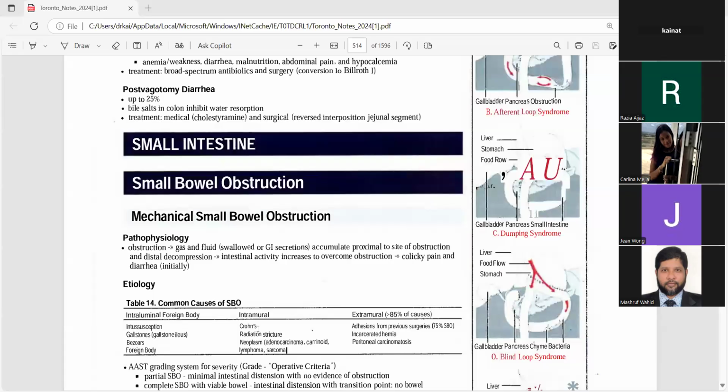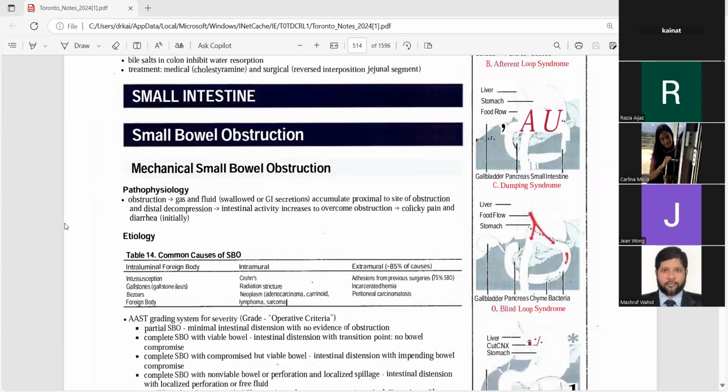Then comes the most important topic of general surgery. These are the main topics why we are doing general surgery: mechanical obstruction, the small bowel obstruction and the large bowel obstruction. If you have less time and you don't want to do anything from general surgery, I would say just do this obstruction at least, at the very least.